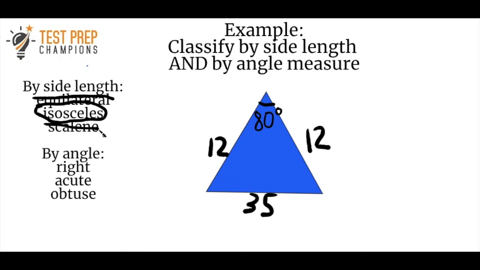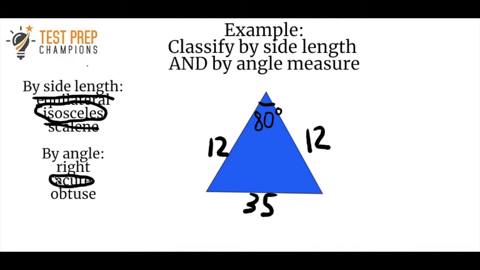So now let's do this by angle. What we want to see is whether one angle is less than 90 degrees, okay? So it's an acute little angle. An angle that's less than 90 degrees is an acute angle. So if a triangle has an acute angle, it's therefore an acute triangle. So we can jump right in here to acute.